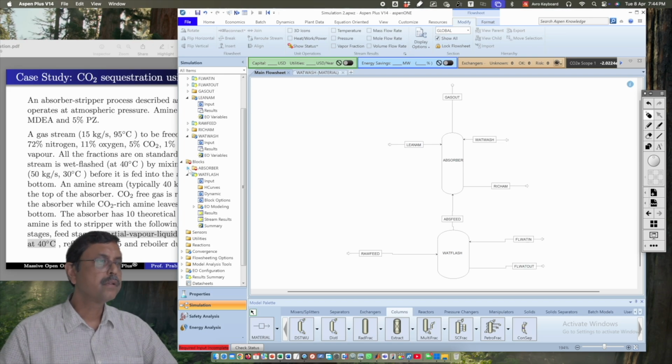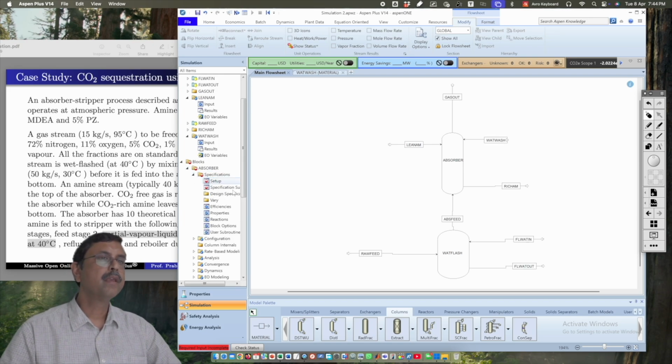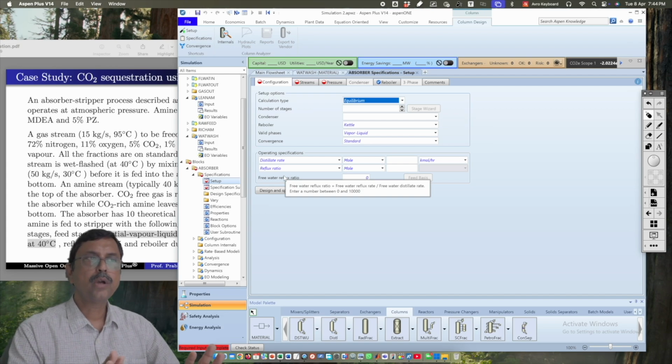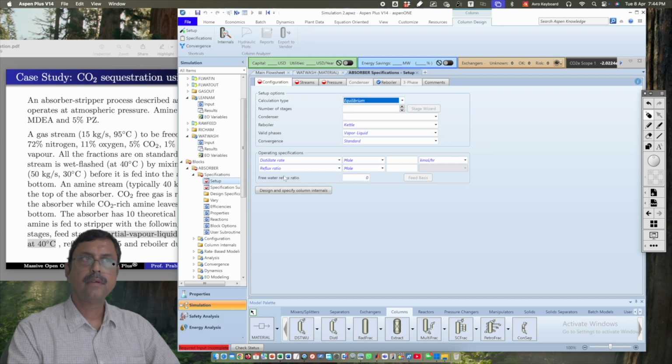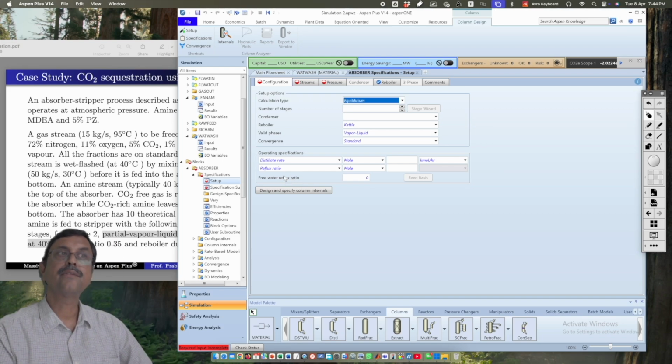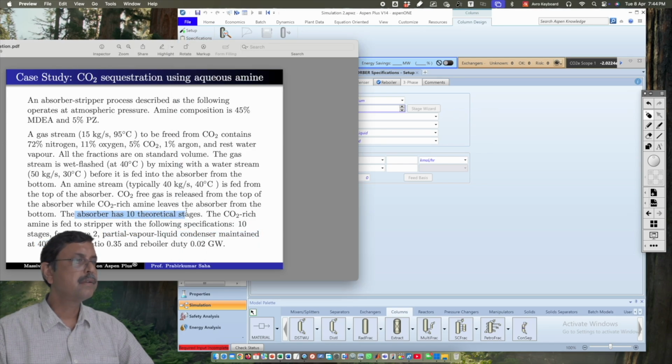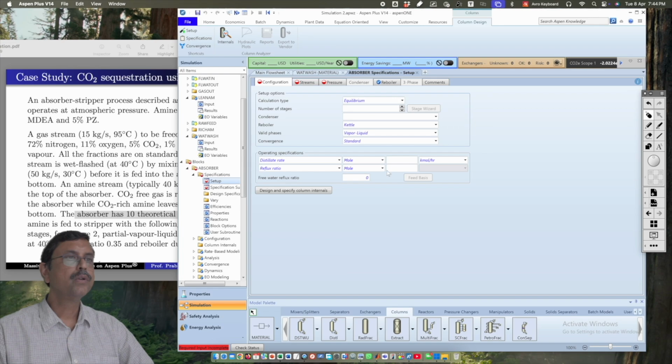Okay. Now let us go to the absorber. Now always remember, do not try to get a rate-based calculation in the very first step. First, let us run it in the equilibrium mode. First, let us converge in the equilibrium mode. Then we will take a rate-based calculation. Okay. So let us take it as equilibrium. What are the number of stages? It says the absorber has 10 theoretical stages. So we will have 10 theoretical stages over here.